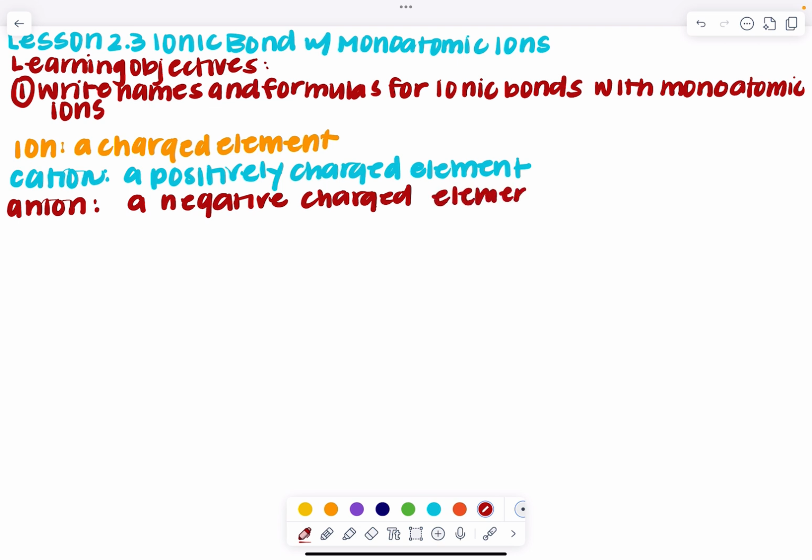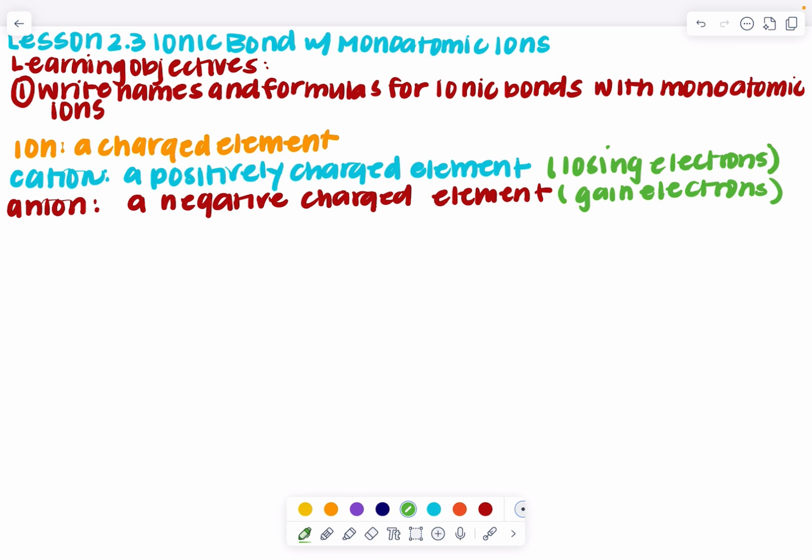And cations form by losing electrons. Remember, it's the opposite. When we lose electrons, we become positive, and anions form by gaining electrons. Okay, we can't change the number of protons. We can only change the number of electrons. Protons give identity to the element. If we change the number of protons, we've changed the element, but we can change the number of electrons to add stability.